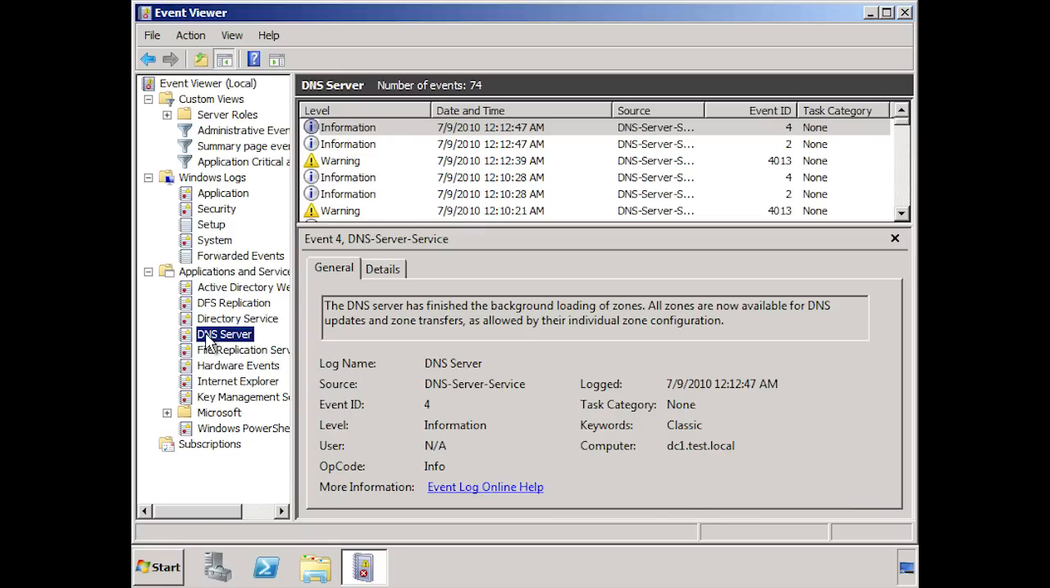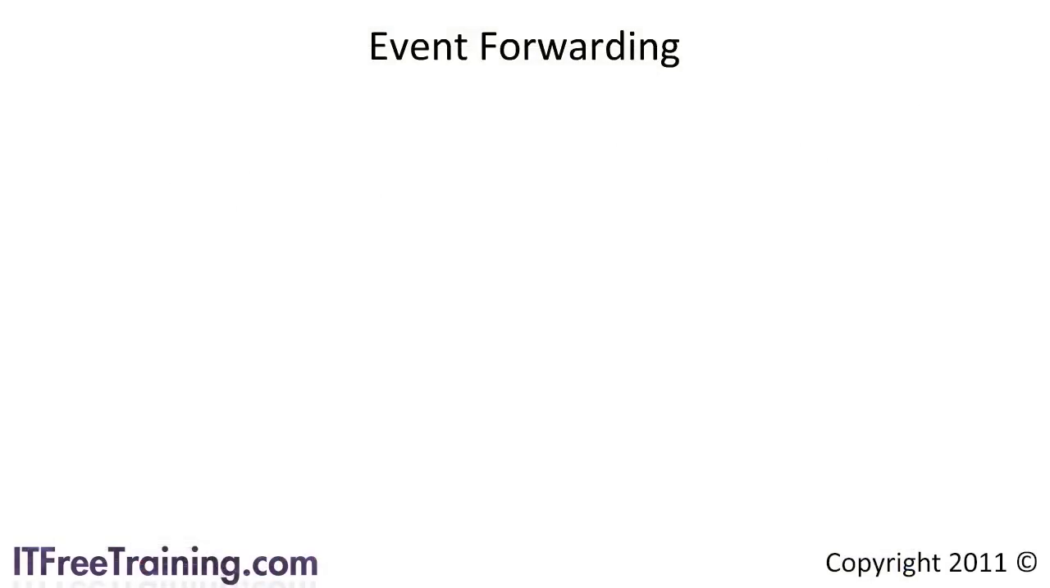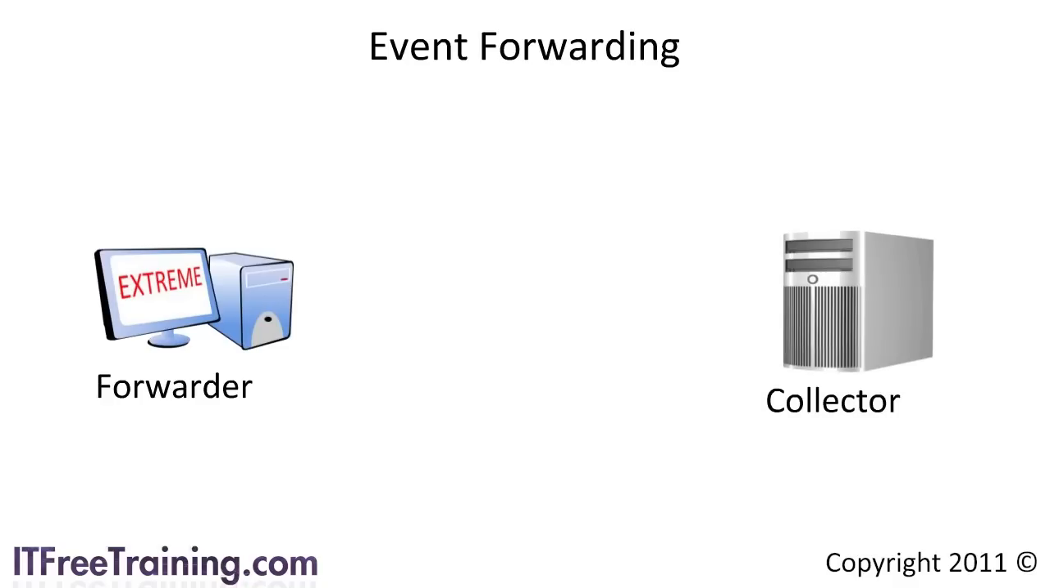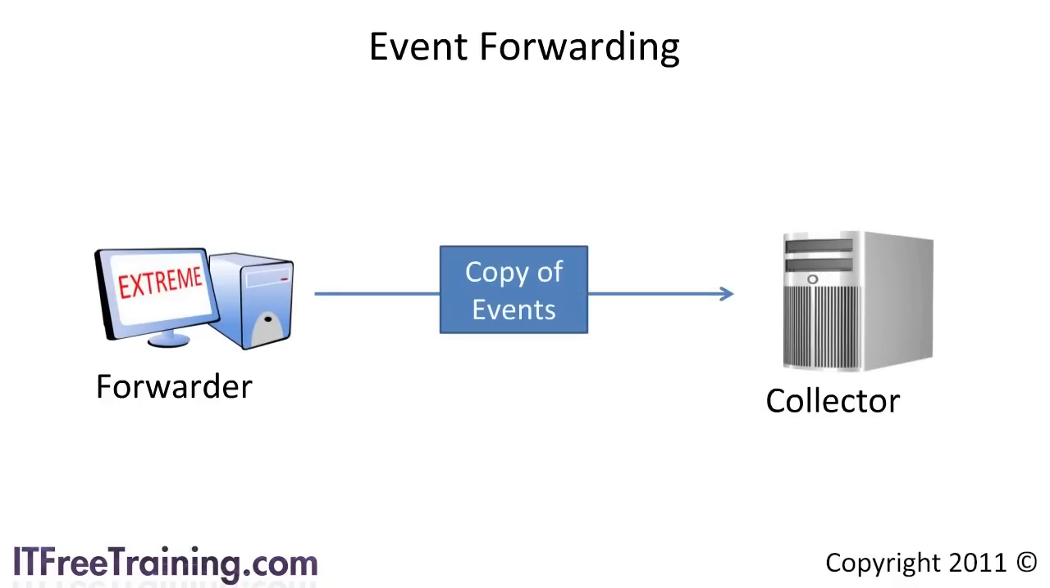Let's have a look at how to configure the next feature of the Event Viewer, Event Forwarding. Event forwarding allows a computer to forward events to another computer. The computer that is forwarding the events is called the forwarder. The computer receiving the events is called the collector. It should be noted that it is only a copy of the event that is sent to the collector. The original events are still on the forwarding computer and can be viewed at any time using the Event Viewer.